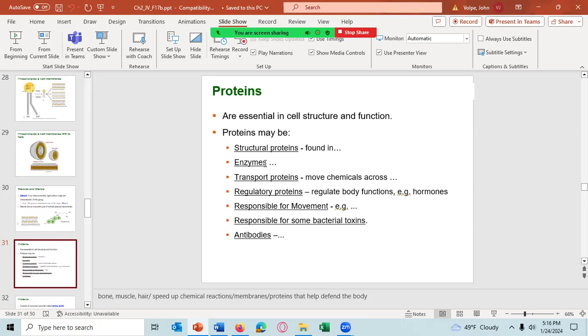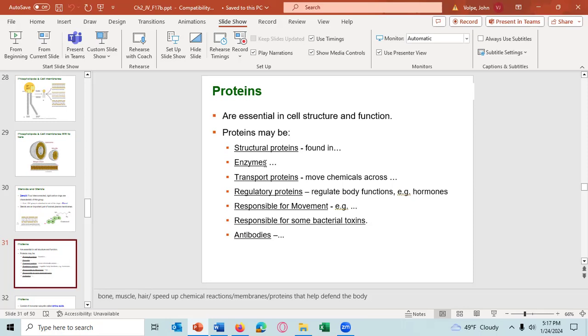Proteins can also be transport proteins that move chemicals across the cell membrane or across an organelle membrane if we're talking about eukaryotic cells. Proteins can also be regulatory proteins that regulate a body function, such as a hormone, and a growth hormone is a protein that children, for example, make to help them grow.